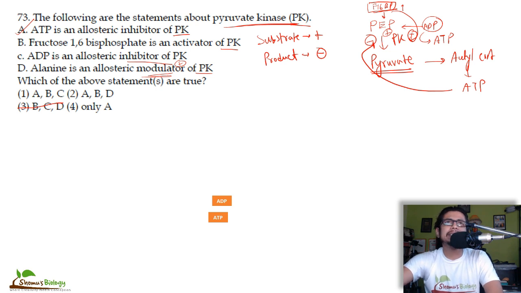But in this case, it is stated that ADP is an allosteric inhibitor of PK, which is wrong. So any option with C is wrong. So 1 is wrong. We know A and B are correct. So obviously D should be correct because there is no option left other than 2.